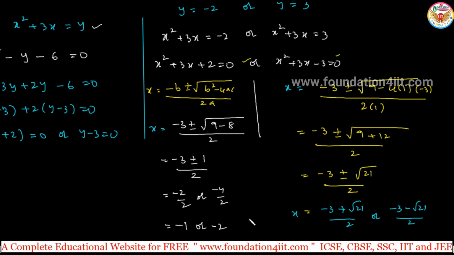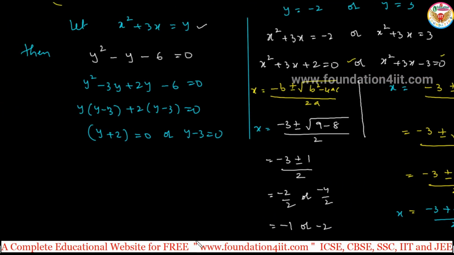So in total 4 answers will come because the highest power is 4, right? If any equation is given, reduce it into this format and you can solve. This is the thing, and let me show you one more sum for this.